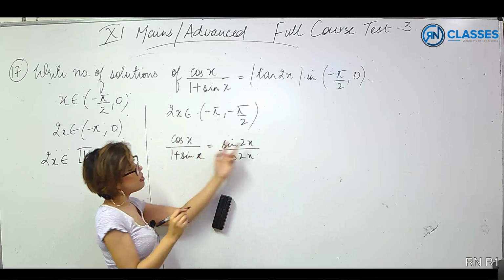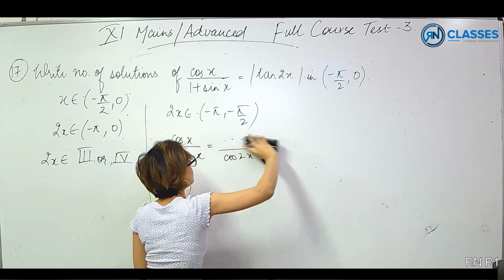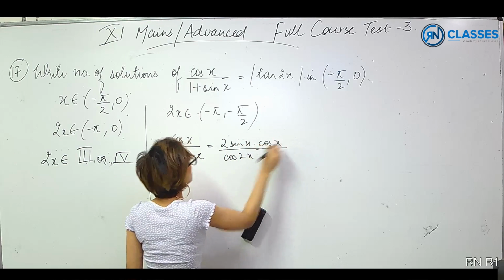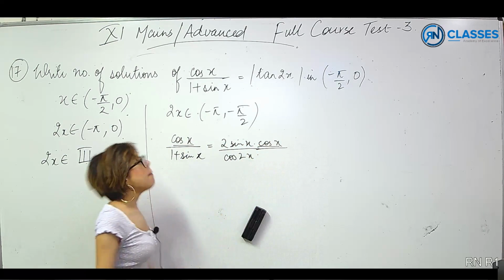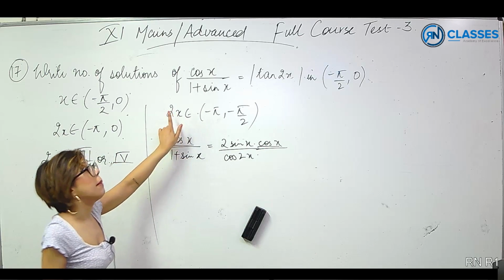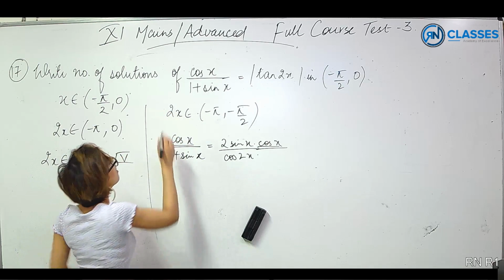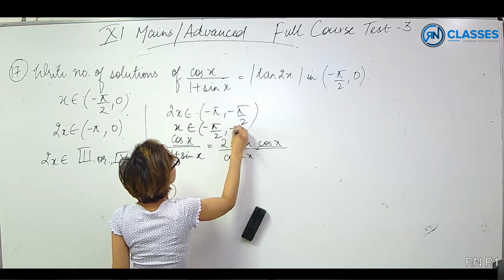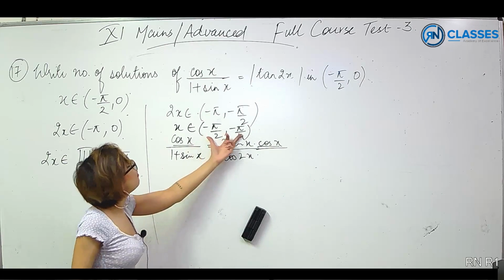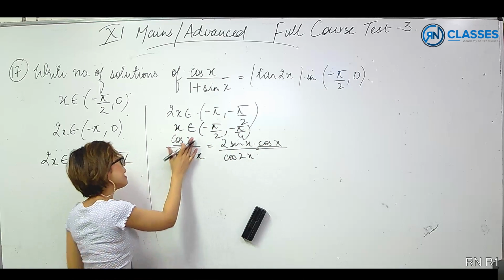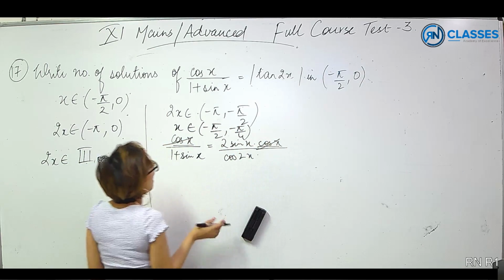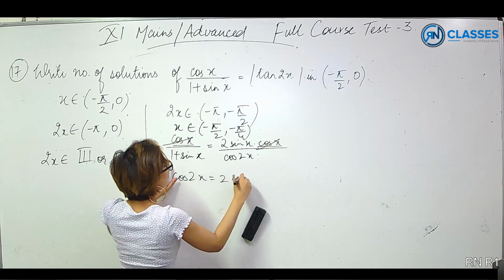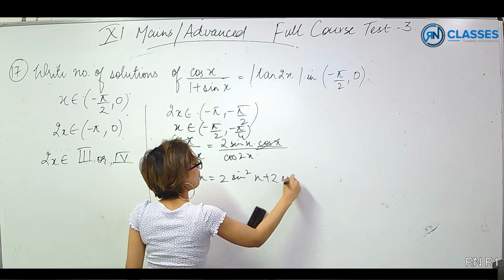Right? Cos x is here, sin 2x is here. Obviously I would want to write this as 2 sin x cos x. So the question is, you think I can cancel this and this? Mind it, my interval is this. But this is the interval for 2x, not x. So let me write my interval for x, which is minus pi by 2 to minus pi by 4. But still, in this interval also, cos x will not be equal to 0. So I can cancel this out. Cancel. And if I cross multiply, basically I'll get cos 2x equal to 2 sin square x plus 2 sin x.